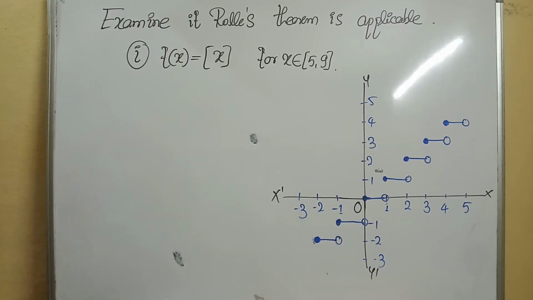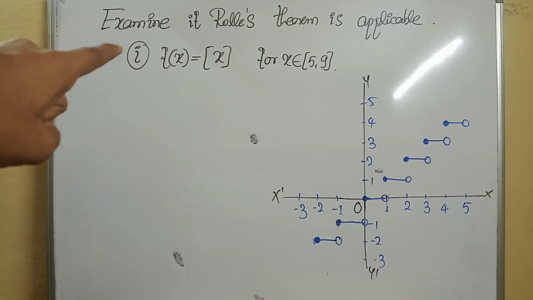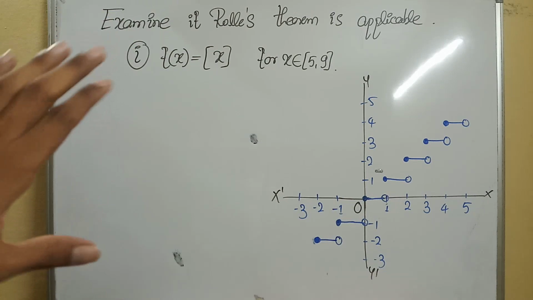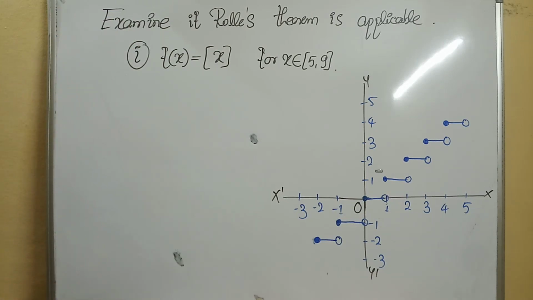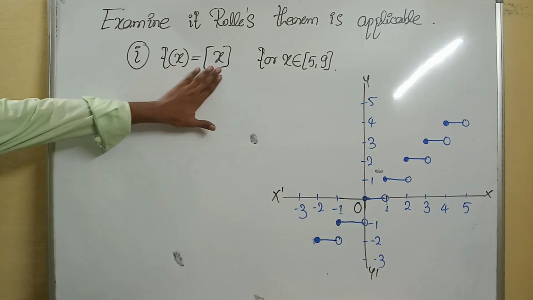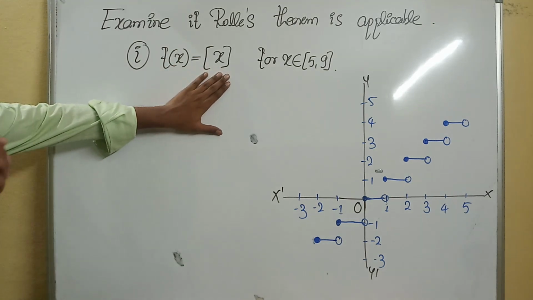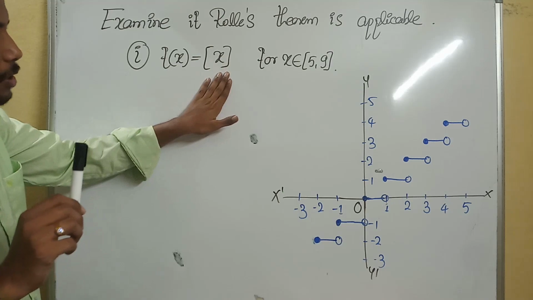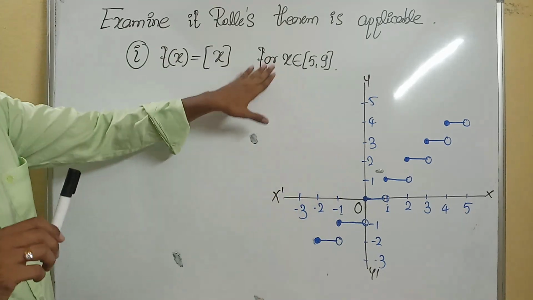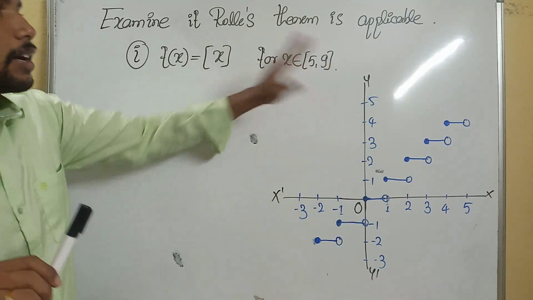Focus on the board. Here they asked, examine if Rolle's theorem is applicable to the given function. Okay, I drew the graph already. Now focus on the board. See, the given function is f of x equal to greatest integer function x. I drew the graph of greatest integer function for x belongs to 5 comma 9.